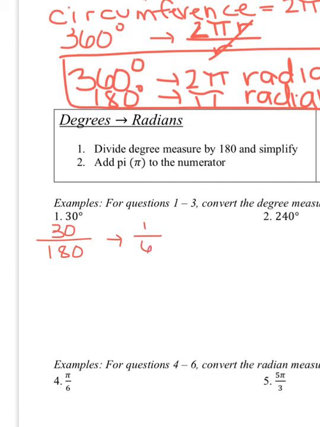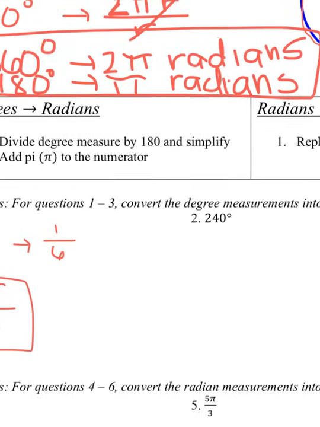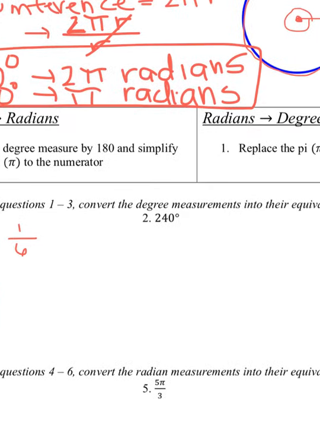Second step, add pi to the numerator. So it would be 1 pi over 6. You don't have to put the 1 in the top, but if you do, that's totally fine. So 30 degrees is pi over 6 radians, or 1/6 pi radians. Let's try number 2. Again, degrees to radians, you're going to take the degree measure, divide that by 180, and simplify that fraction. That turns into 4 over 3, and then you throw the pi in the numerator.